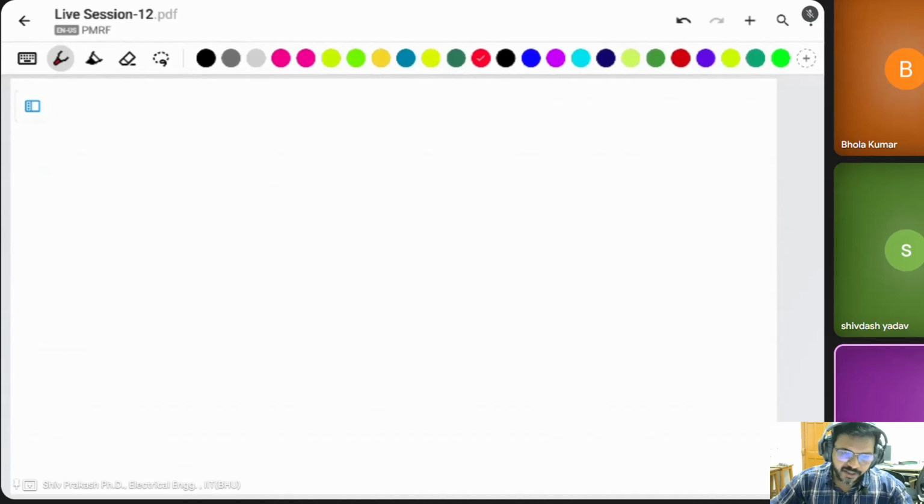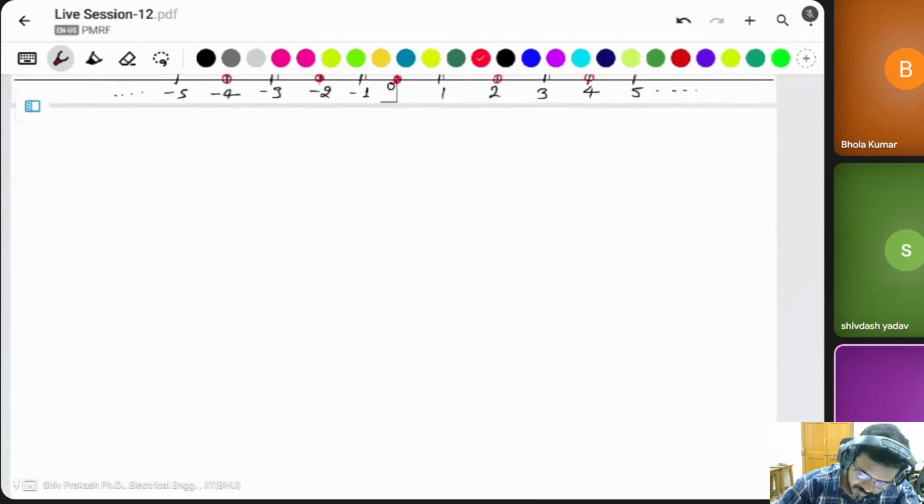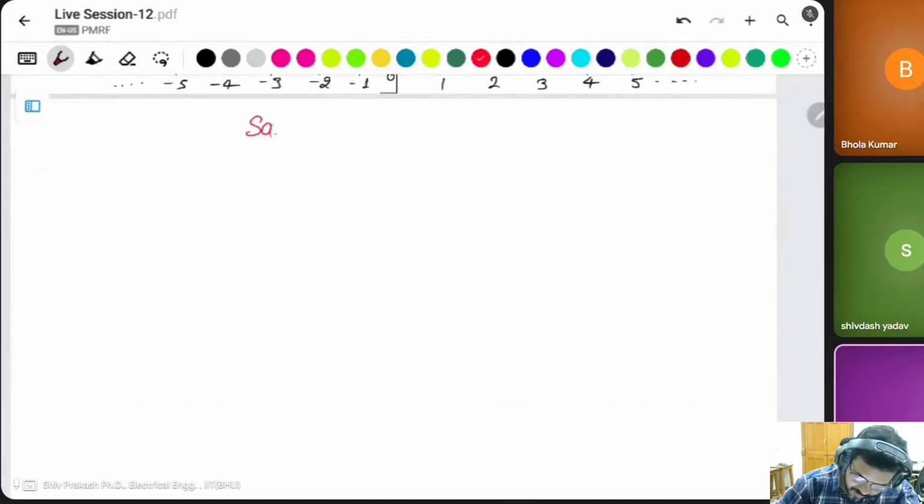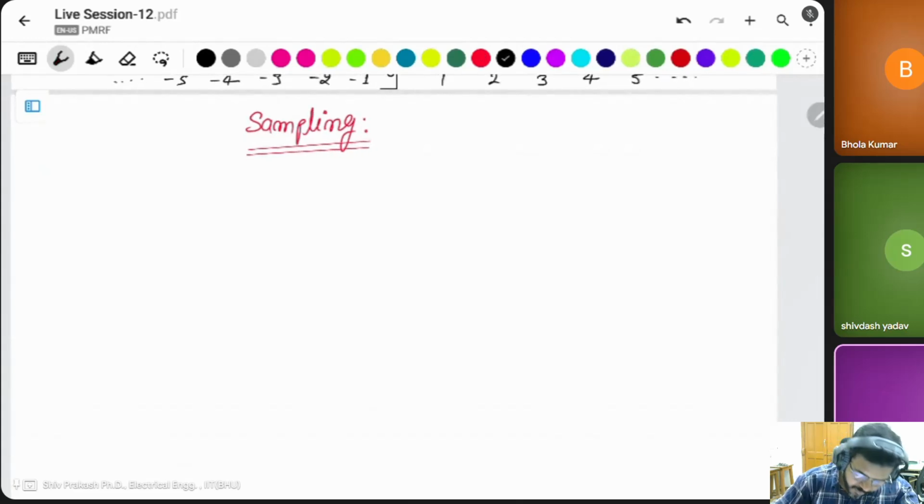Let's start the sampling theorem. How can we sample any signal? Suppose you have some signal, it looks like this. This is x(t).